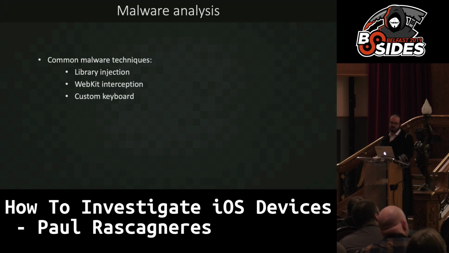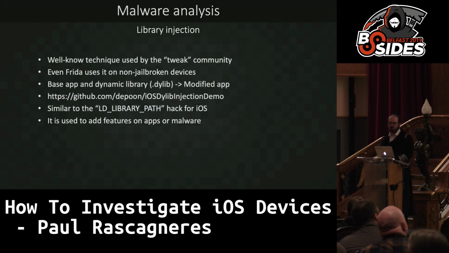The most common techniques I saw in my case are these three: library injection, WebKit interaction, and custom keyboard. How does library injection work? You have a huge community of people that make tweaks on applications. What is a tweak? They take a legitimate application and patch it with new features. For example, on WhatsApp you can only have one account per phone. So some guys took WhatsApp and added support for multi-account. You have two tabs, account 1 and account 2. As it's not supported by WhatsApp, a guy did it.